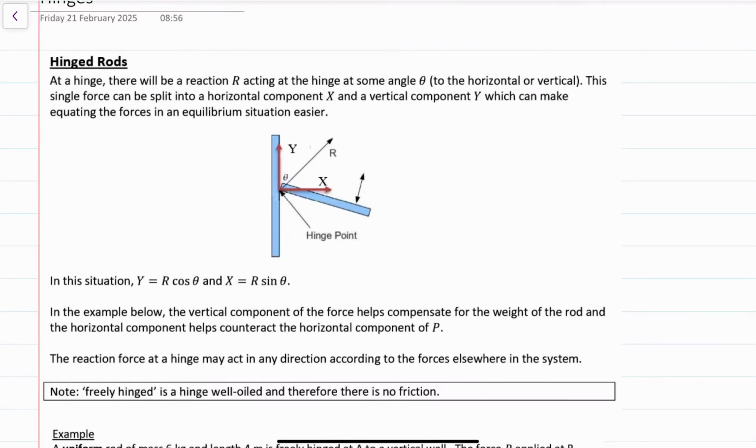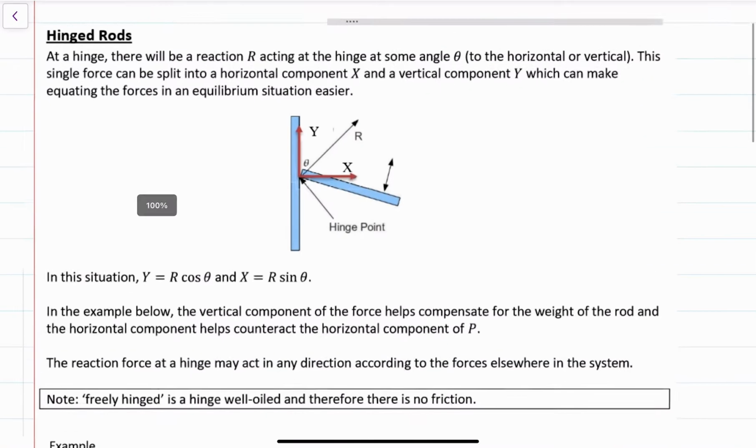In this video, we're going to look at hinges and how we can find the forces on hinges. At a hinge, there will be a reaction R acting at the hinge at some angle theta to the horizontal or vertical. This single force can be split into a horizontal component X and a vertical component Y, which can make equating the forces in an equilibrium situation easier. So we're going to look at two different ways that we can do this.